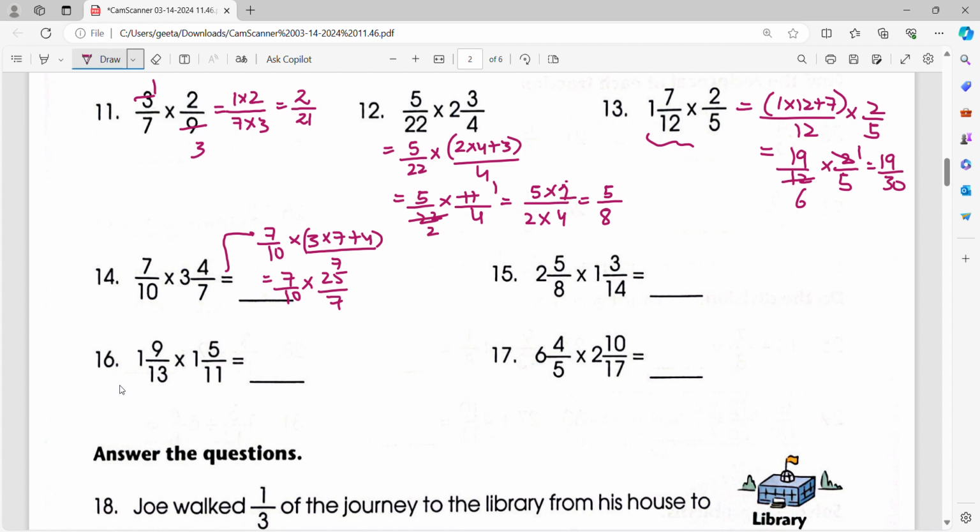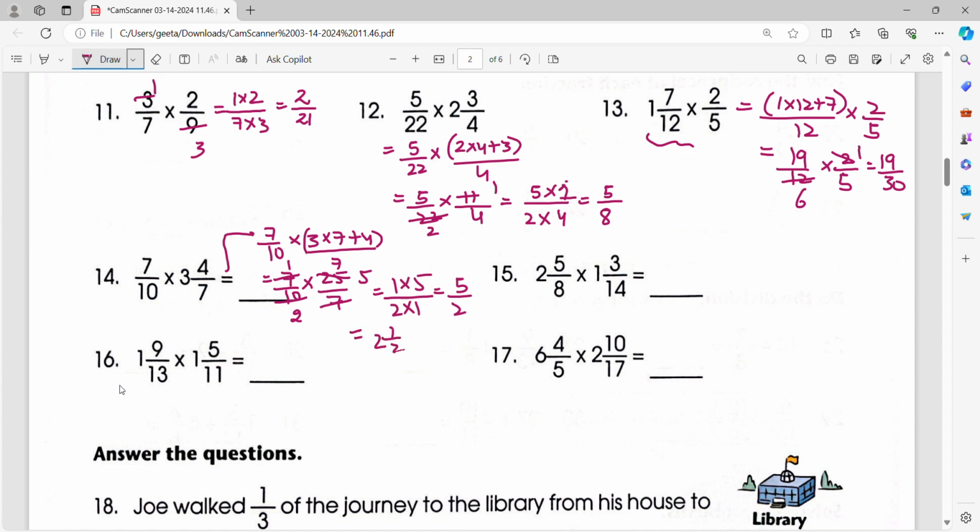Okay, now tell me 10 and 25. By what number can I cut them? Very good, 5. 5 2 the 10, 5 5 the 25. And can I cut this 7 1 the 7? Yes, I can cut it, because one is there in numerator, another is there in denominator. So you can cut it. We are left with 1 into 5 over 2 into 1. So answer is 5 by 2.